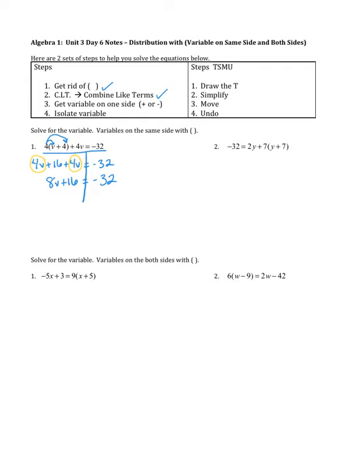Do we need to move the variable to put it on one side? We do not, but we can check off the step because our variable is already alone on the left. Last step, isolate the variable. So move the 16 mathematically by doing the opposite. That gives me 8v equals negative 48. Divide both sides by whatever's in front of the v. And v equals negative 6.